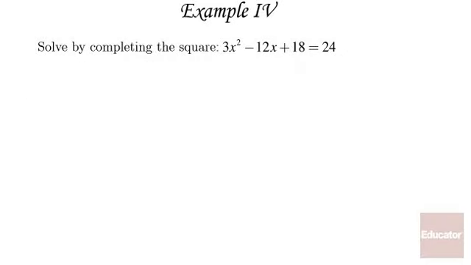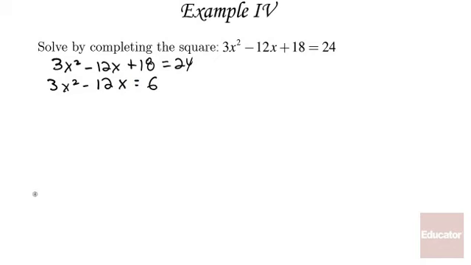Okay, again, we're going to solve by completing the square, and my first step is always to get the variable terms on the left, the constants on the right. Then complete the square. Subtract 18 from both sides.